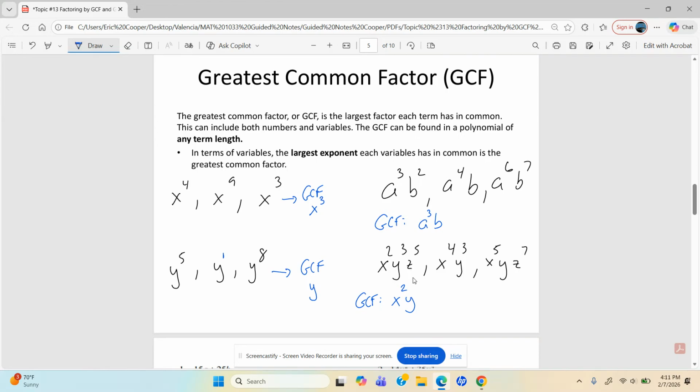But if you notice in the last one for z, I only have a z here, and I only have a z here. This middle term does not have any z's. So that means there cannot be any z's included in my GCF. My GCF would simply be x squared y. So again, I didn't use z, because the second term had none. If not all the letters are in there, you cannot take it out as a greatest common factor.